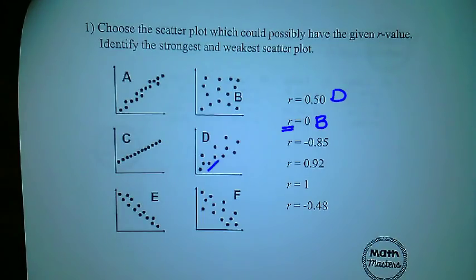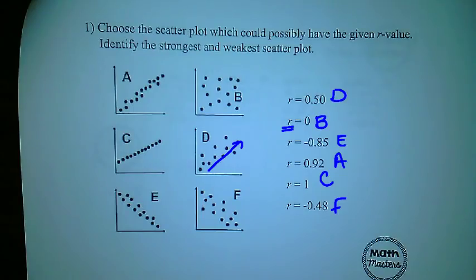Okay, so it still goes up this way, but our dots are pretty spread out. So negative 0.85. So that's going to be on the strong side, but it's going to be negative. So that one would be E. 0.92, that would be strong and positive. So that one is going to be A. 1 would be perfect, it's positive, so it's going to be C. And then this one would be weak but negative, so that will be F.